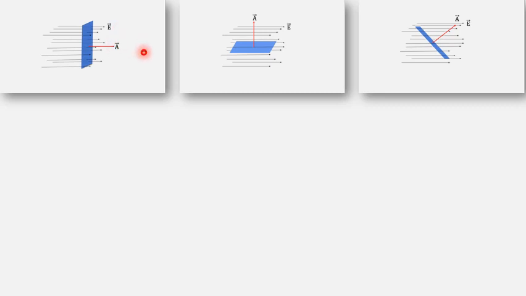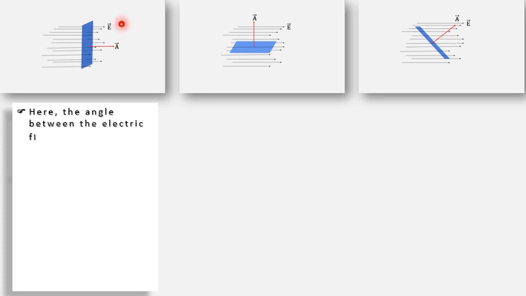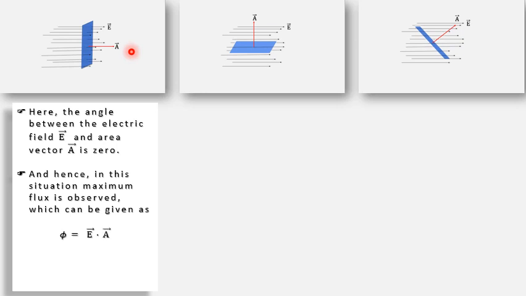So let us try to find out the flux for the first situation. We know that the angle between the electric field and the area vector here is zero. So how do we express flux? We can say that flux is E dot A, that is EA cos theta, and how much is theta? Theta is zero, and cos of zero is one. So flux is EA. In this situation, flux is very simple. It is the electric field times the surface area.